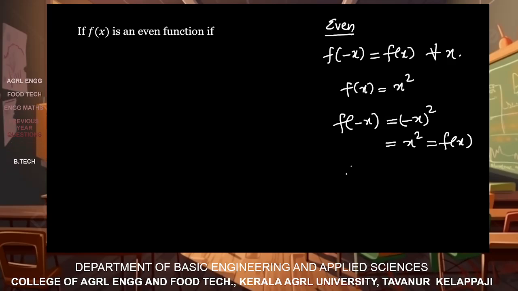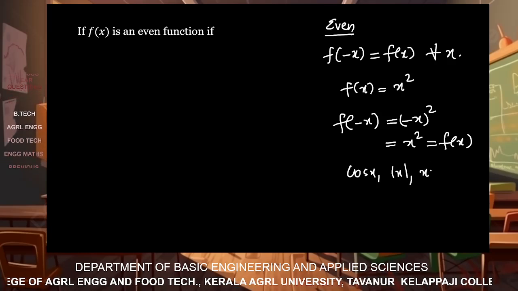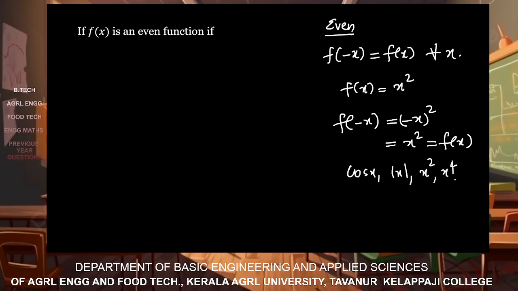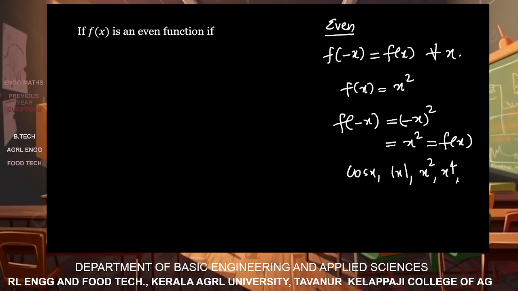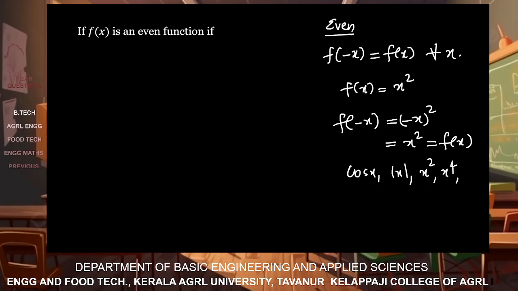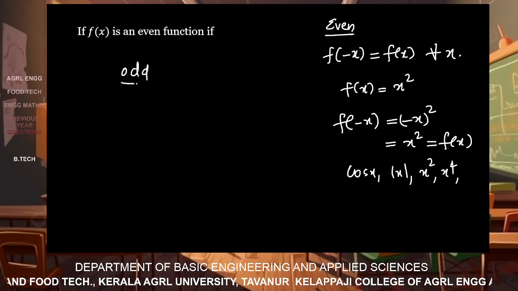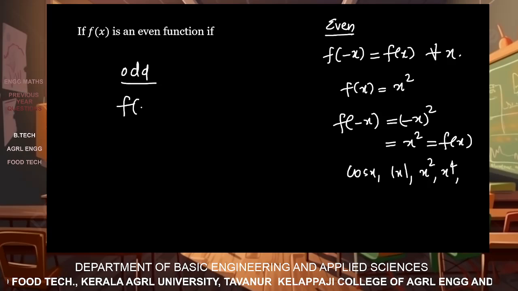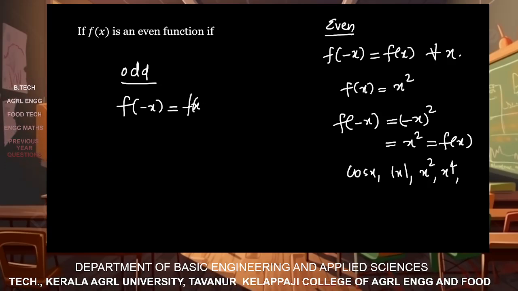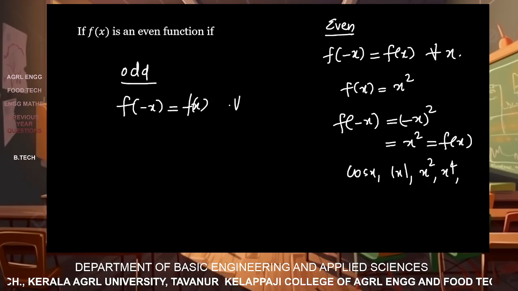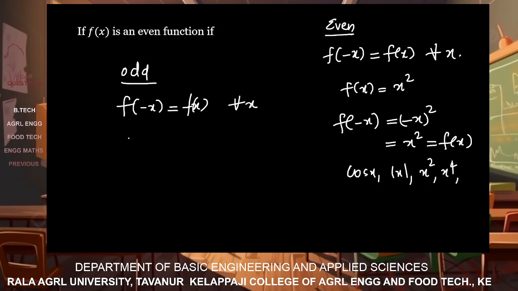Other examples are cos x, modulus of x, x square, x raised to 4, etc. These are all examples of even functions. Now what about an odd function? An odd function is defined as follows: f of minus x is minus f of x for all values of x, then it is called an odd function.